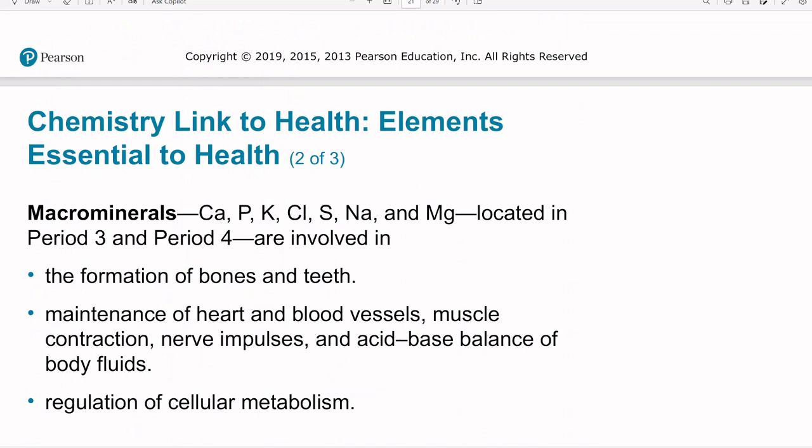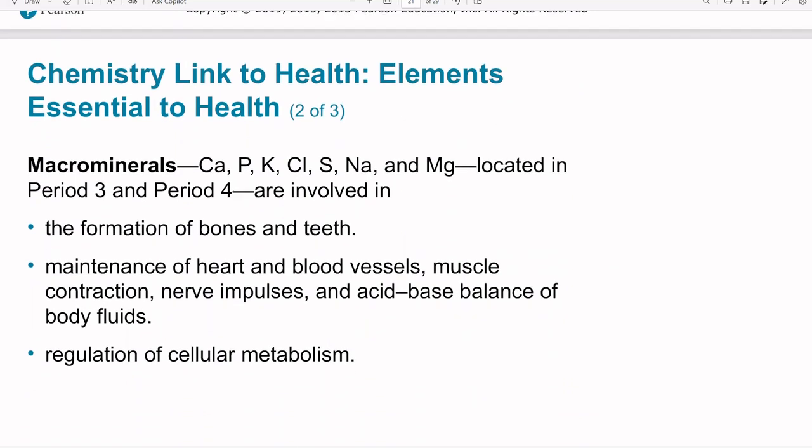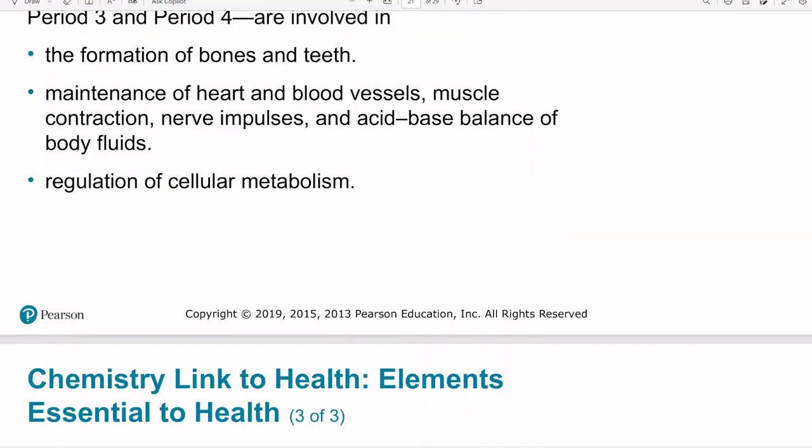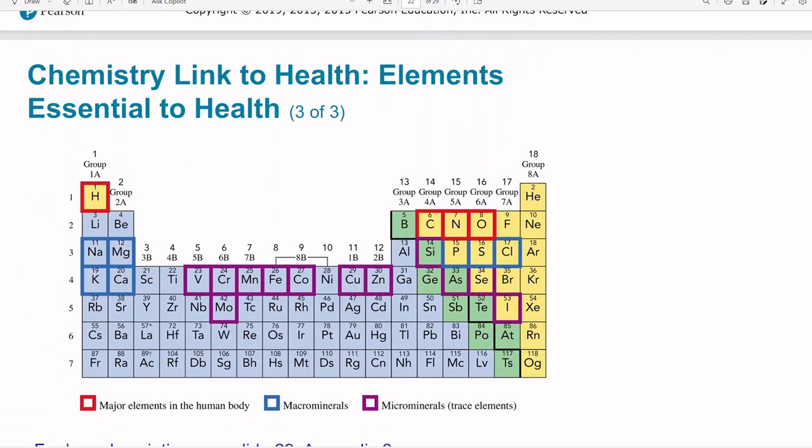We also have some macro minerals: calcium, phosphorus, potassium, chlorine, sulfur, sodium, and magnesium, which are located in period 3 and 4. These are involved in the formation of bones and teeth, maintenance of heart and blood vessels, muscle contraction, nerve impulses, and acid-base chemistry of the body. They're also involved in cellular metabolism. So we see those in period 3 and 4 here.